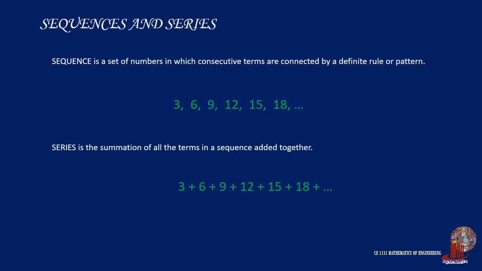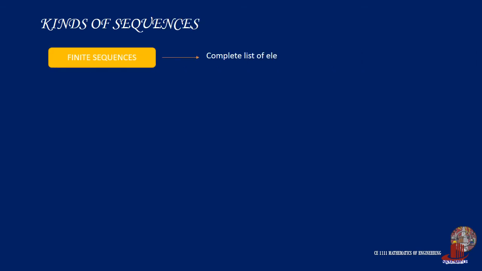By merely looking at the numbers, a sequence will have its elements separated by a comma, while a series will connect each element with a plus sign. There are two general classifications of sequences. A finite sequence can be specified by a complete list of its elements. In the following example, the last term is 18, implying that there are only 6 elements in the complete sequence.